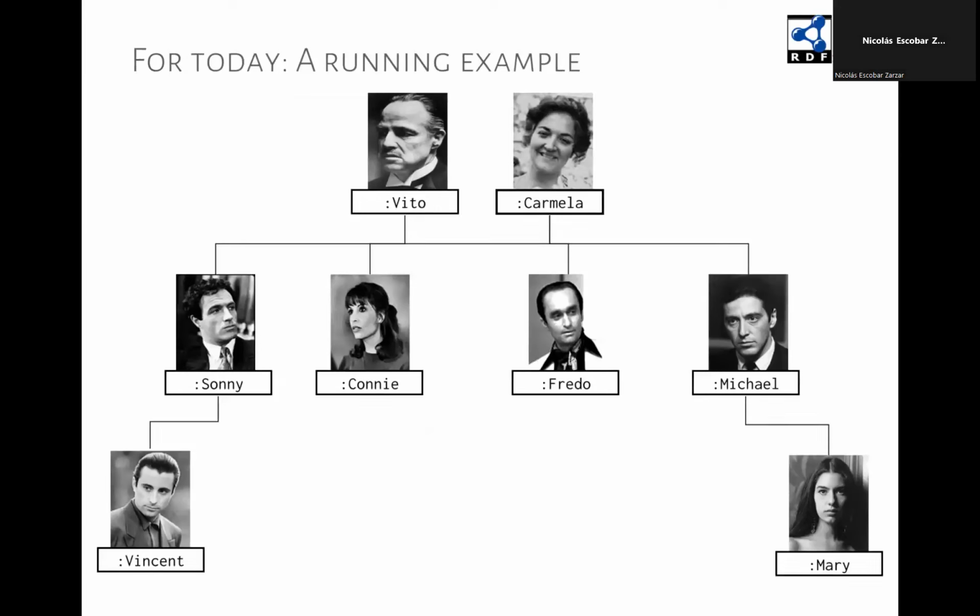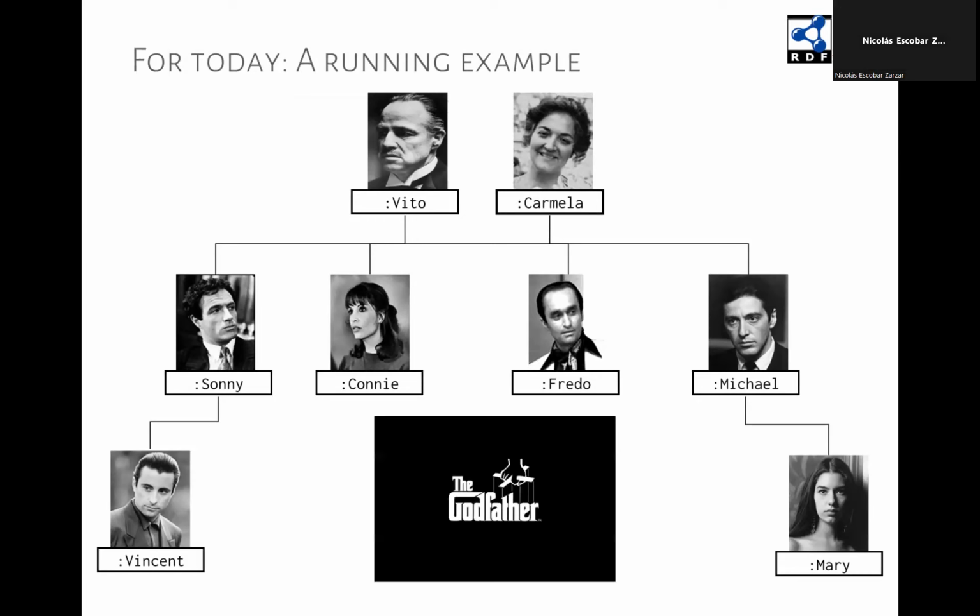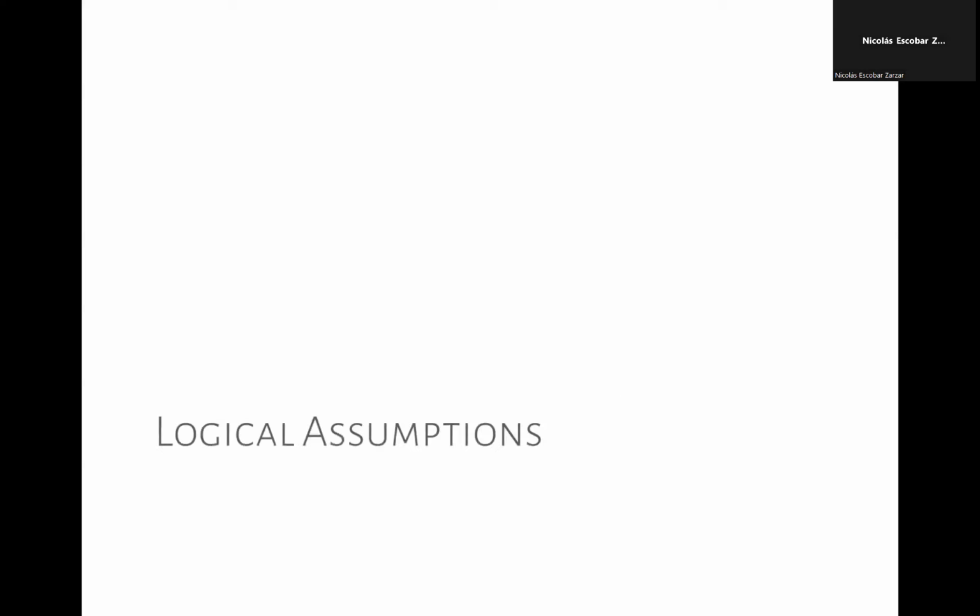We're going to learn the language through a running example. Anybody want to guess what the example refers to? The Godfather. Yeah. Padrino, yeah. So we have Vito, Carmela, Sonny, Connie, Fredo, Michael, Mary, and Vincent, the Godfather. So we're going to look at a family tree and we're going to apply some axioms relating to familial relations.